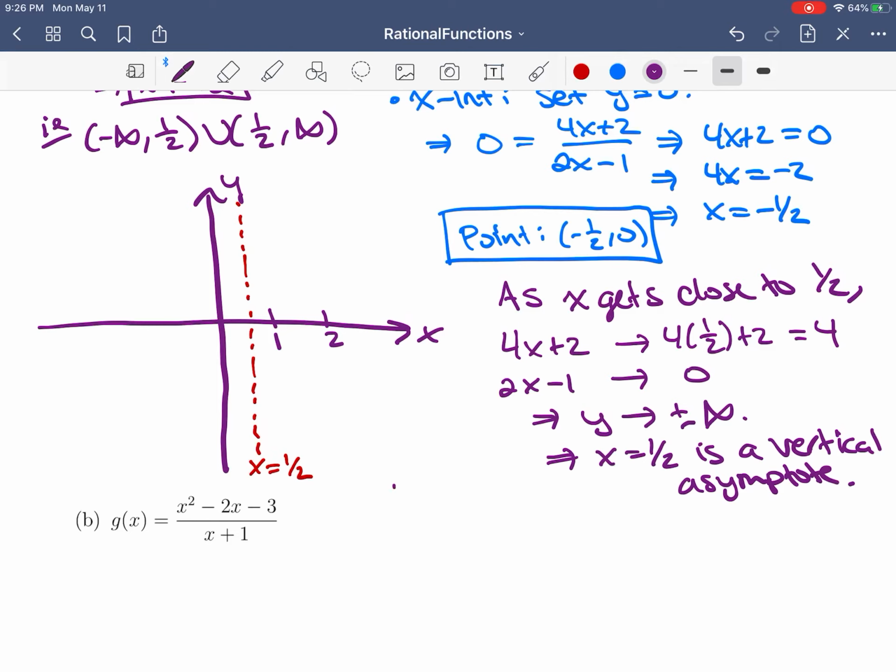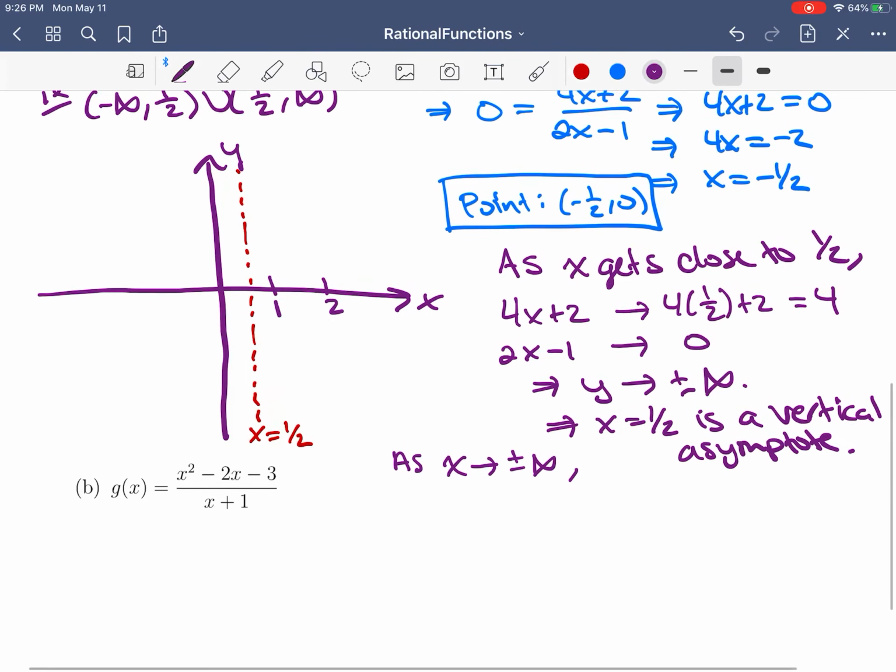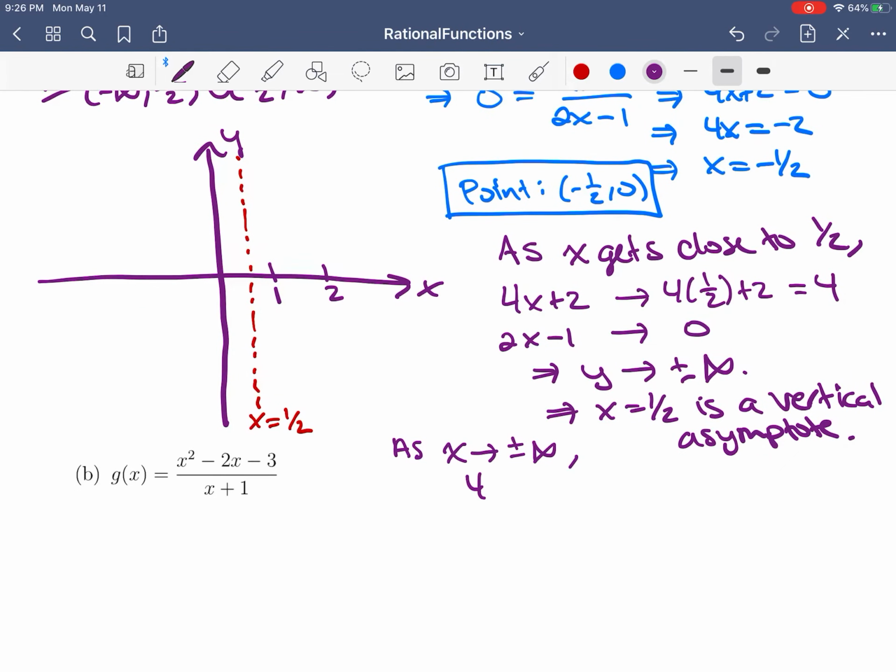Now, as x gets large, I'm running out of room here, so I'm going to use shorthand. As x goes to plus or minus infinity, so it gets really big, the top, 4x plus 2, is going to approach 4x. So the plus 2 isn't really going to matter.